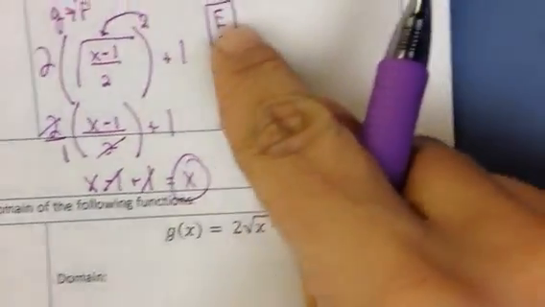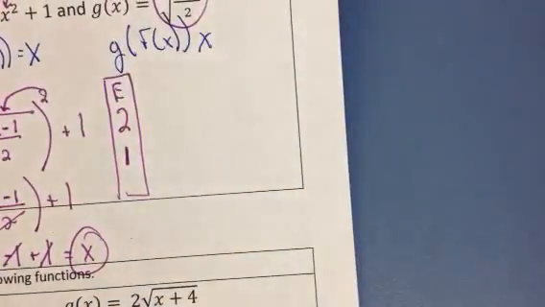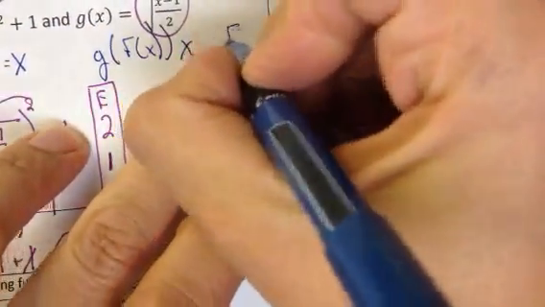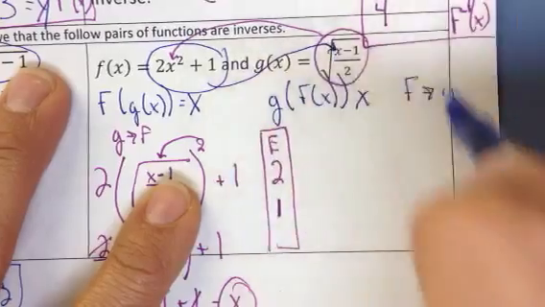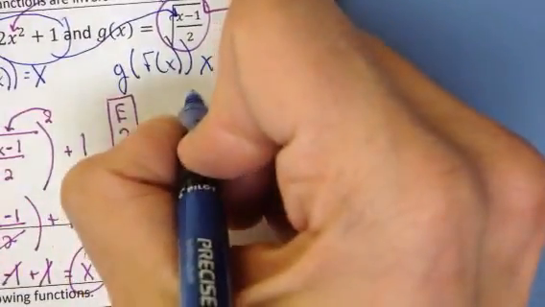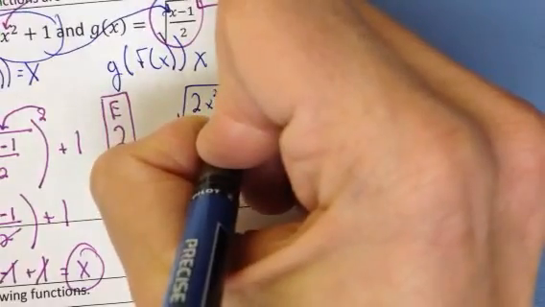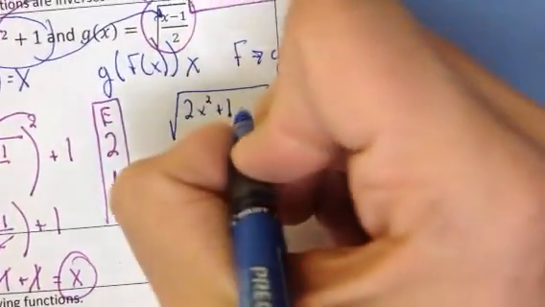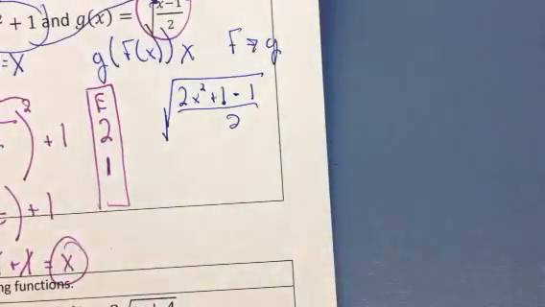Okay, and this order does matter, because when we do this here, we're going to actually do it backwards. So this time f is going to go into g. So all of this, sorry you can't see that, is going to go right in there. So here's my square root. In for x is going to go 2x squared plus 1. And then you still have the minus 1 over 2.